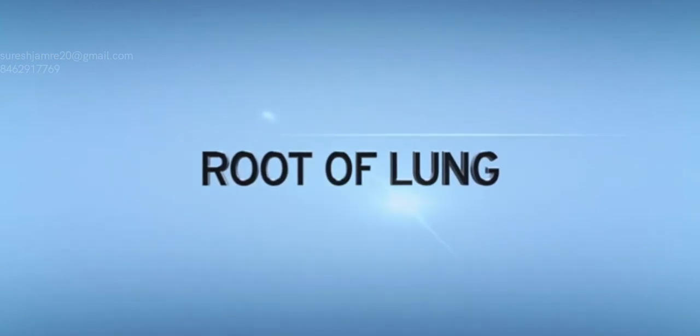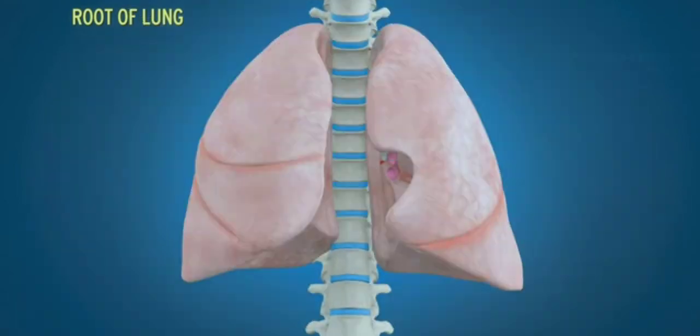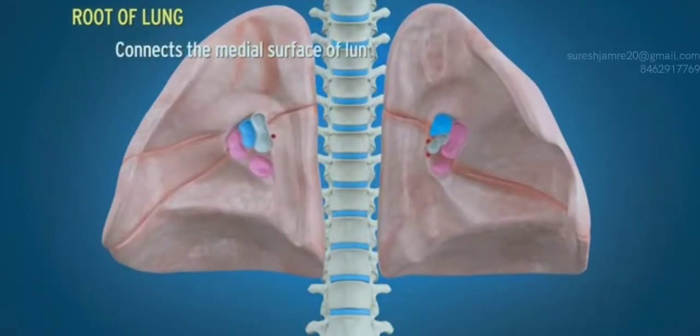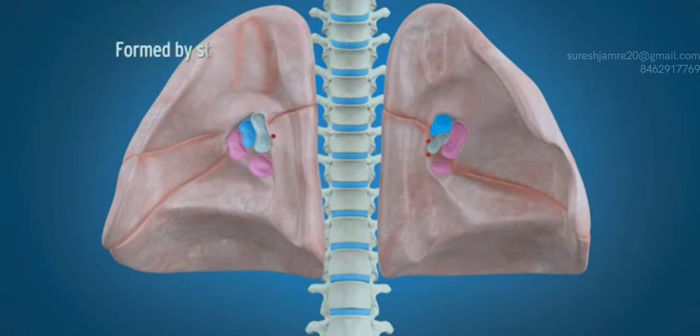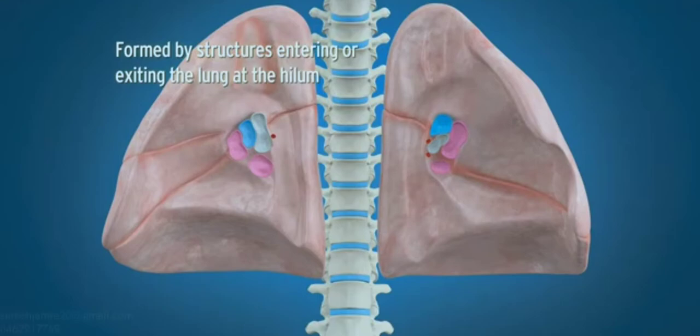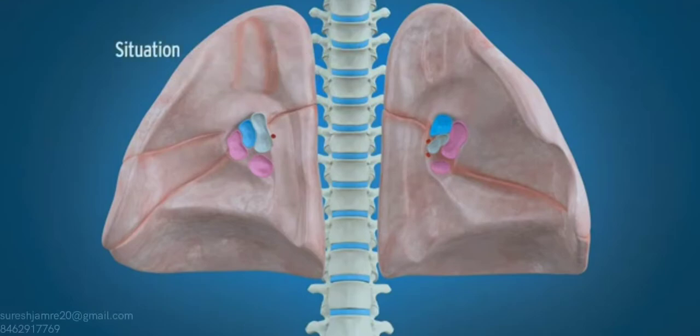Root of lung. Root of lung connects the medial surface of lung to the mediastinum. It is formed by the structures entering or exiting the lung at the hilum. Situation. Root of lung is situated opposite the bodies of 5th, 6th and 7th thoracic vertebra.